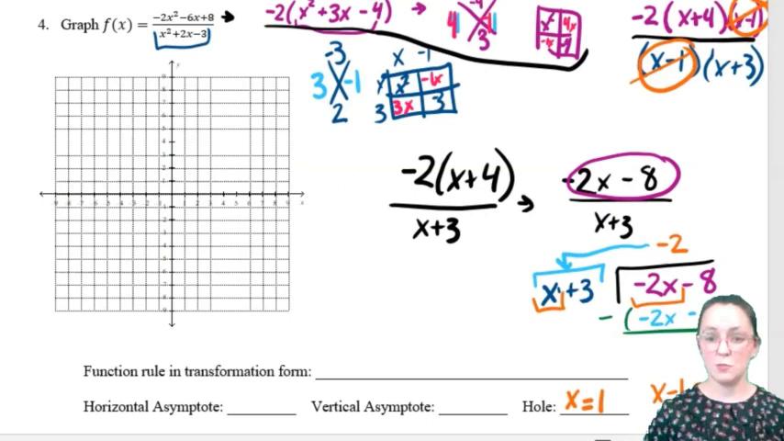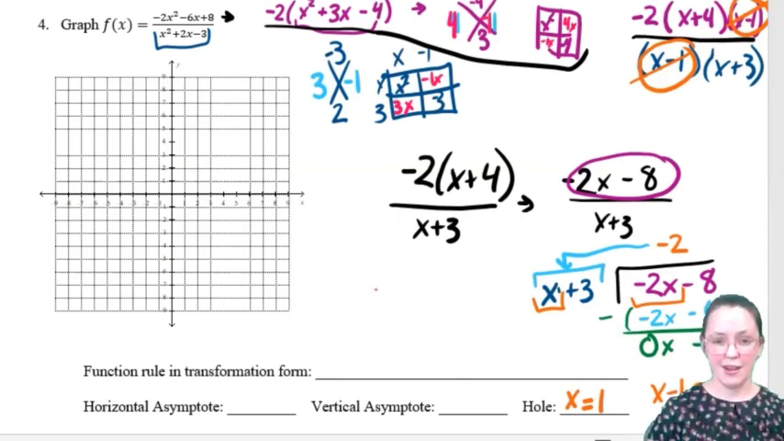So if you need to, use the parentheses. And we're going to get 0x's. -8 minus -6 is going to leave us with a -2. So we're ready to write this in our mixed number format, where we have our -2 as our whole number, then our fraction with our remainder of -2 over our denominator of x plus 3. We write this as a sum between the whole number and the fraction.